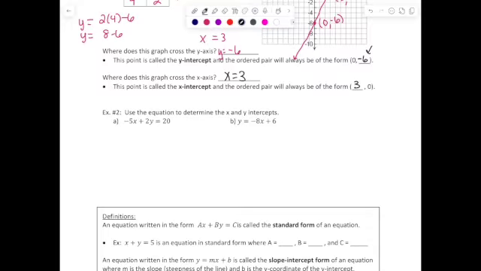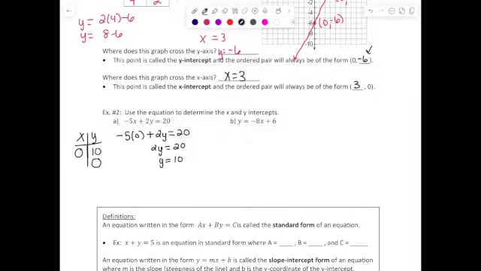So what we have to do is make our little chart, x and y, and they're only asking for 2 points. We want to plug in 0 for x and 0 for y and solve for each one. So let's do it for the first one. Let's plug in 0 for x, so if I get -5 times 0 plus 2y equals 20, this cancels, so I'm left with 2y equals 20, which implies that y equals 10.